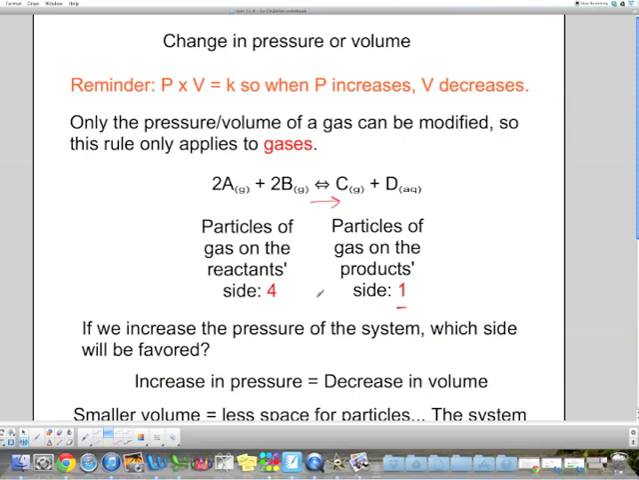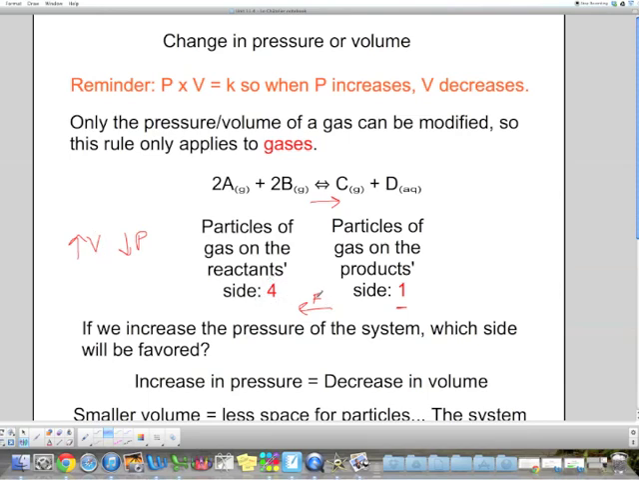If the hall was really big, so if I had a very high volume, which means I would have a low pressure. So if I have a high volume, a big hall, I can invite more guests. There's more space. So in this case, I would be making more of the reactants. In other words, the forward reaction would be favored if I had a bigger volume. So bigger volume, more space, more particles can be present.